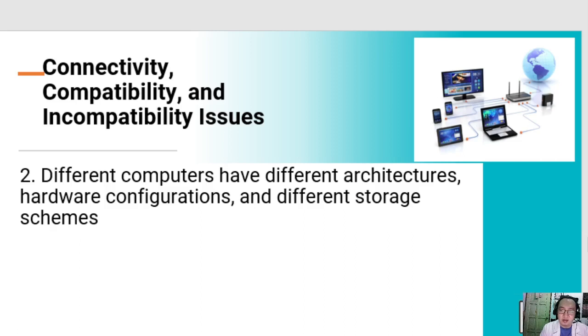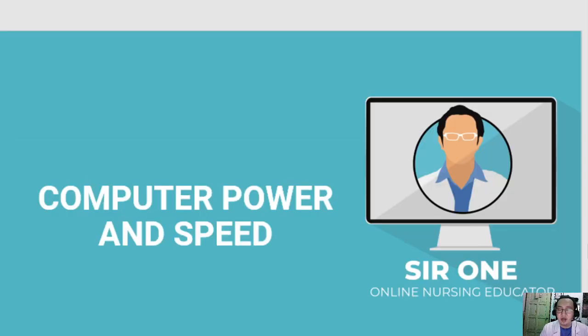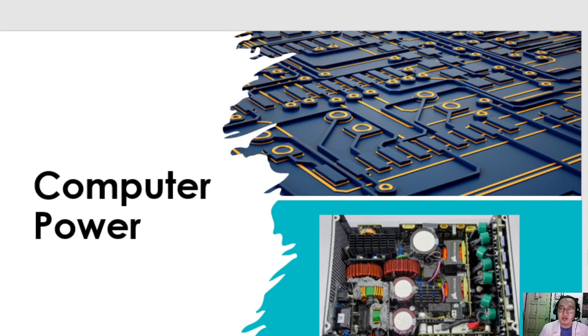Okay. Then next we have computer power and speed, which I think are two of the most sought specifications, or specs, of computers. Okay, power and speed, aside from the applications pre-installed in a computer or even in a smartphone. So first, computer power.